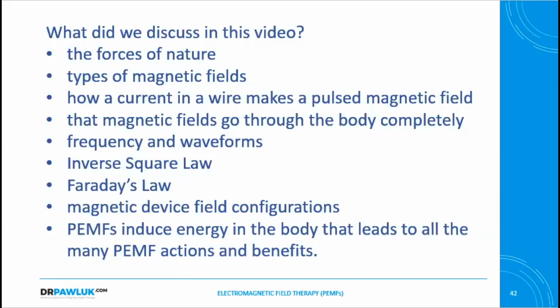We talked about the types of magnetic fields, static and permanent, and how a current passing through a wire produces a pulse magnetic field based on the right-hand rule. Magnetic fields go through the body completely. They do not stop in the body, do not get used up by the body. They pass right on through. When the wavelengths are long enough they pass through, but the wavelengths of microwaves are too short, so they stay in the body, and that's why they heat the body. That's why they heat our food in microwave ovens.